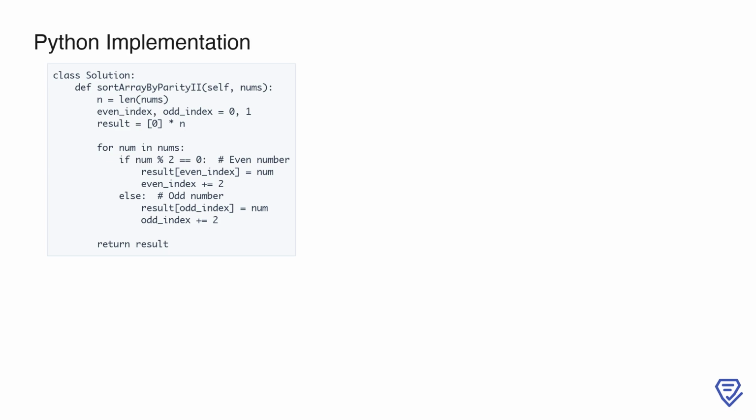If the number is even, determined by checking number % 2 == 0, it is placed at the current even_index in the result array, and even_index is incremented by 2 to point to the next available even position.